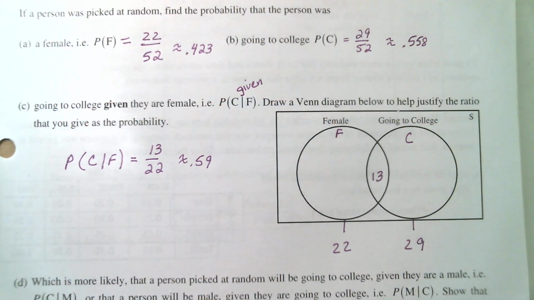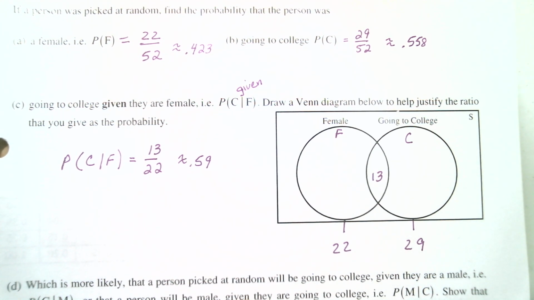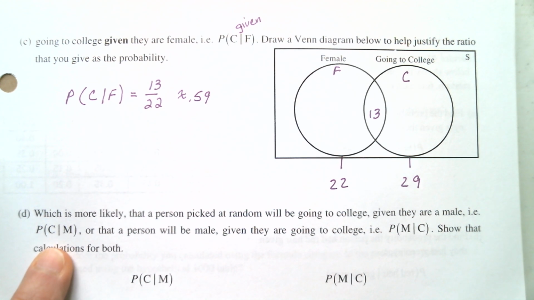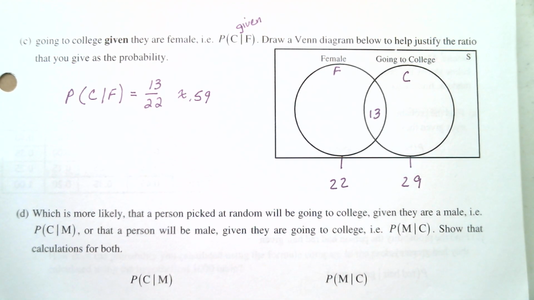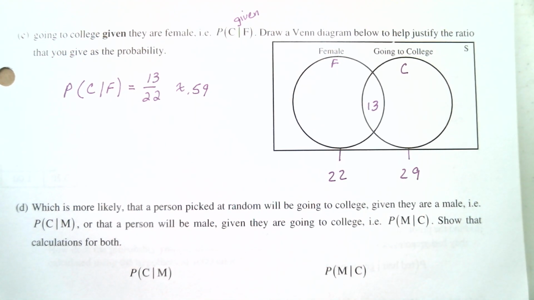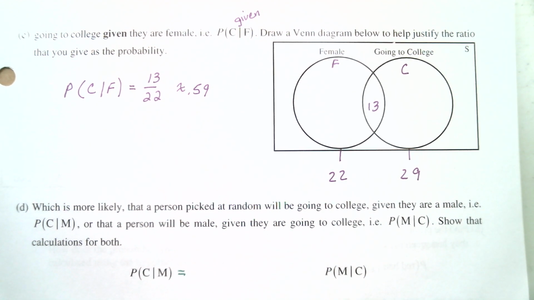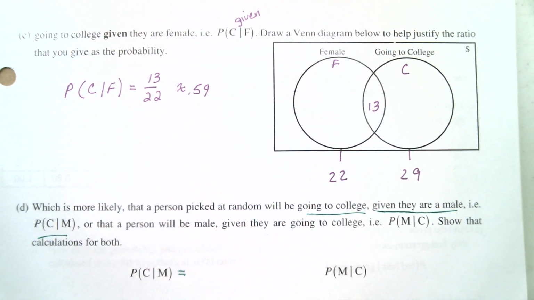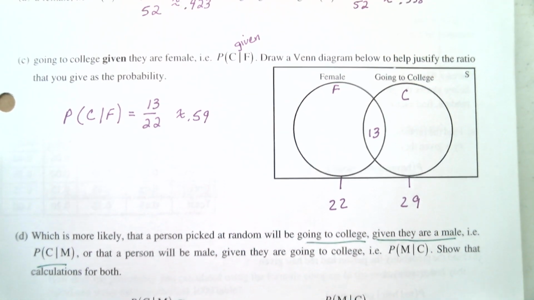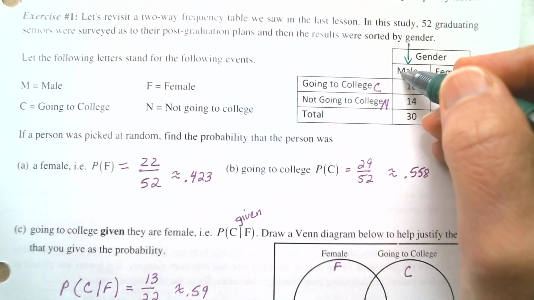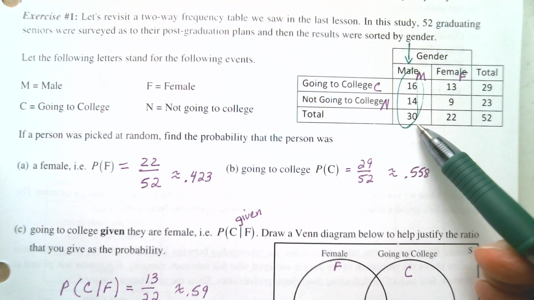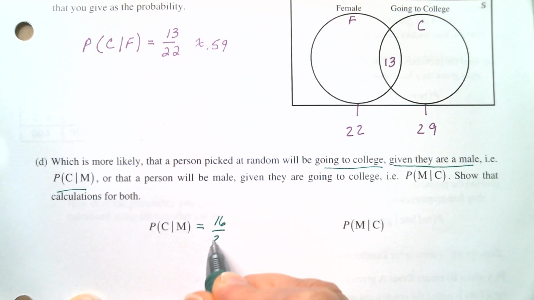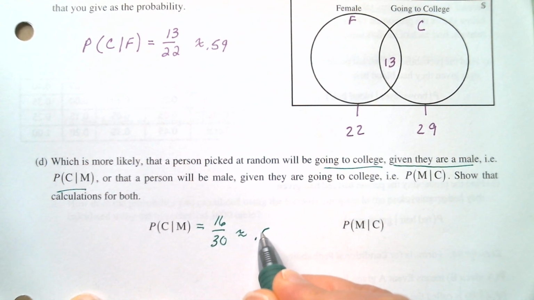D, which is more likely? That a person picked at random will be going to college given they are male. The notation there would be probability of college given male, or that a person will be male given they are going to college. Okay, so I'm going to use colored pens here. So given they are male going to college. Okay, so I now have to go back up to the table, and we're looking at our males, which are these, right? These are our males. And how many of our 30 males are going to college? Well, 16 out of 30, which equals 0.53 repeating.